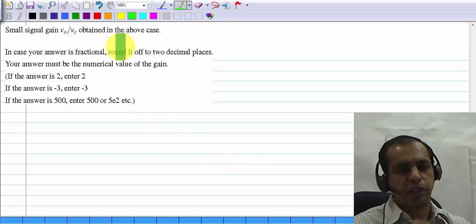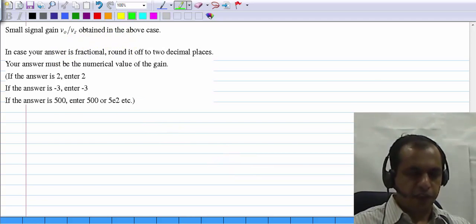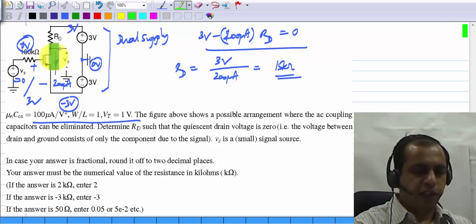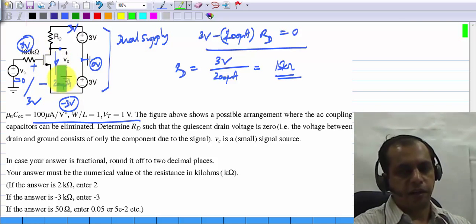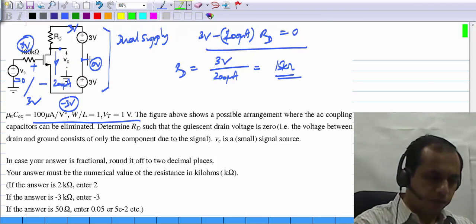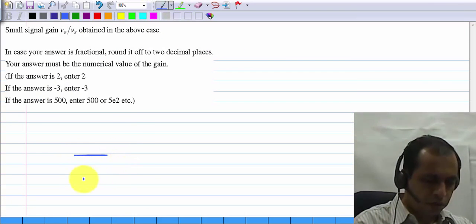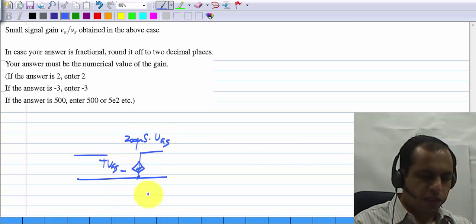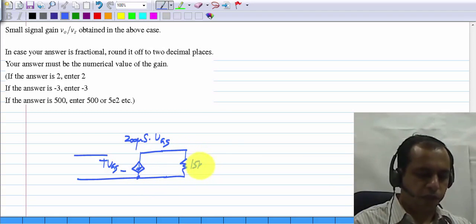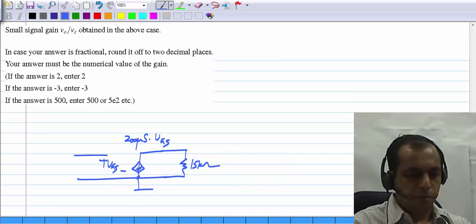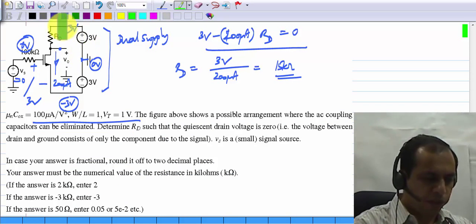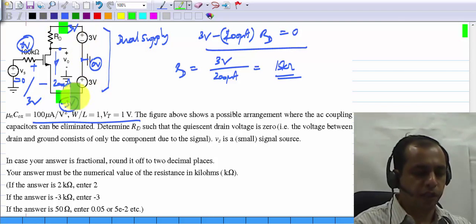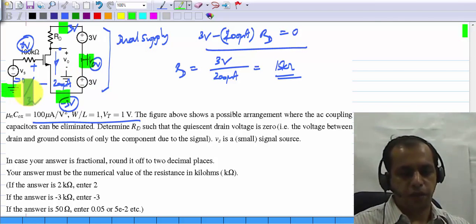Now the next question asks for the small signal gain V0 by Vs in the previous case. I assume you can easily evaluate the small signal equivalent of this at a drain current of 200 microamperes, and that gives a GM of value 200 microsiemens. This is VGS. The rest of it is the same as before. We have 15 kilo ohms going to ground in the incremental picture. These are fixed voltages, so this point is ground in the incremental picture, this point is ground, and of course these 2 points are already designated to be grounds.